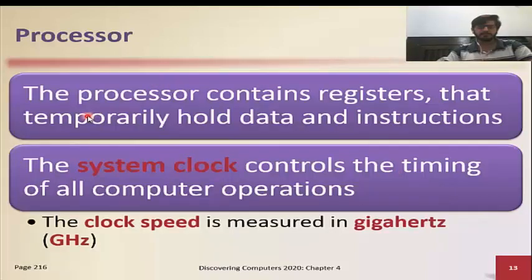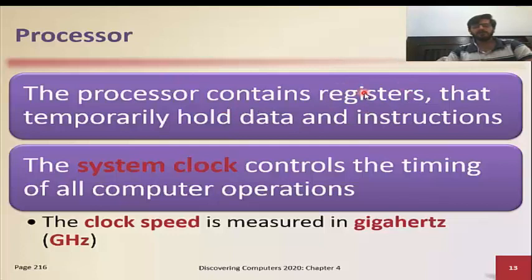Again discussing the processor. The processor also consists of a number of registers. Registers are the smallest units to store data and instructions. They temporarily hold data and instructions, and that is the smallest unit. And if we combine the registers together, that becomes your memory. So our processor again consists of small registers.